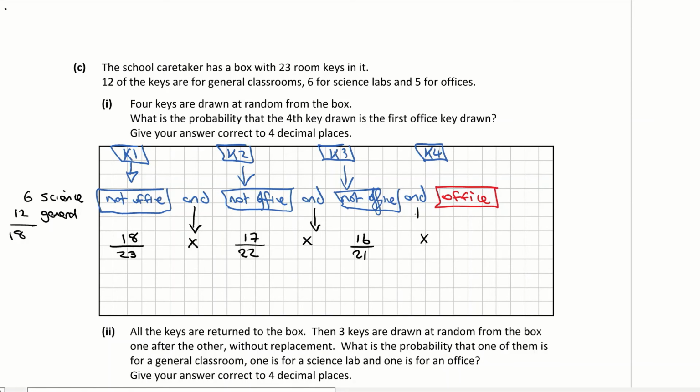And then finally, when I get to the office key, the office key has 5 of them. And that's out of how many keys remaining? I'm down to my 20th key. So I go to my calculator and work out 18 over 23 multiplied by 17 over 22 multiplied by 16 over 21 multiplied by 5 over 20, which is 204 out of 1,771. As a decimal, 0.1152. The question said to give it to 4 decimal points. Okay, looking now at C part 2.